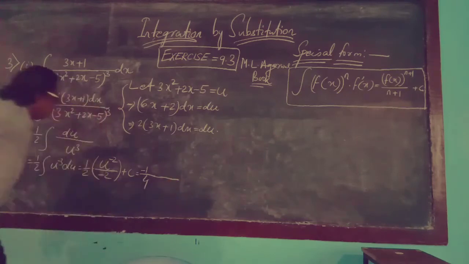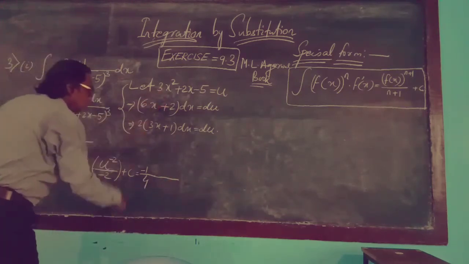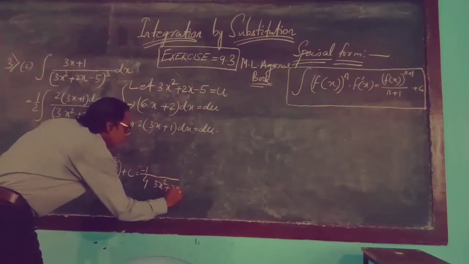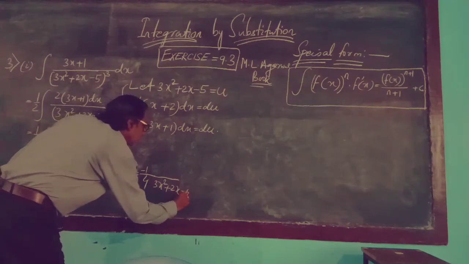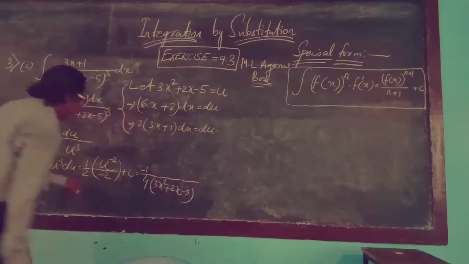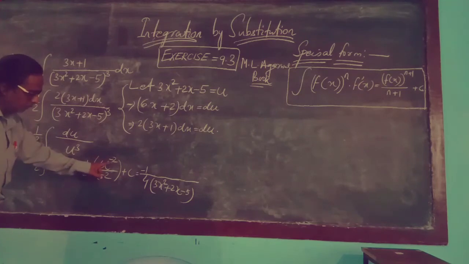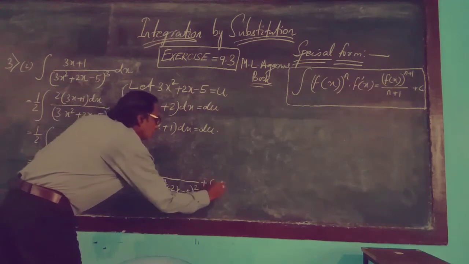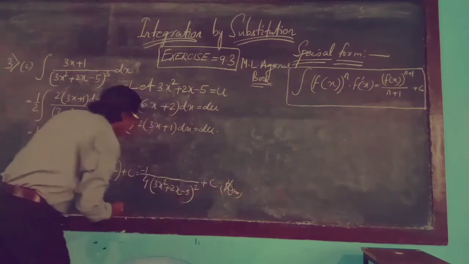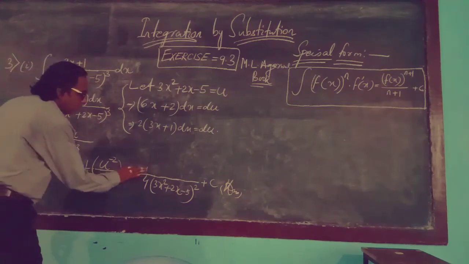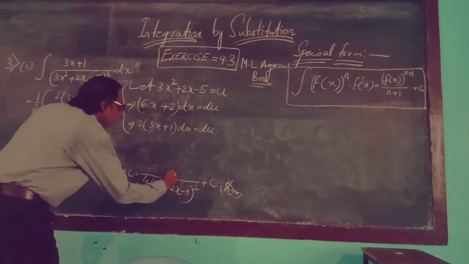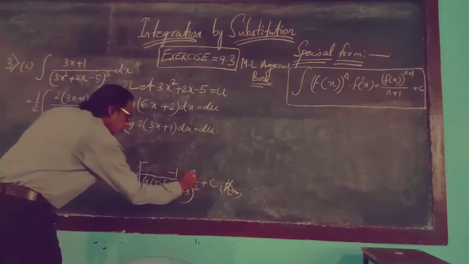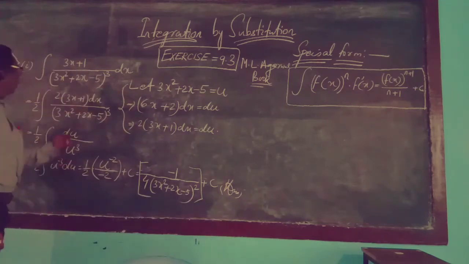It will be u square. What is u? This is 3x square plus 2x minus 5. Because u to the power minus k, taking it down, the power becomes positive, plus constant. This is the answer of number 3 first part, minus 1 by 4 times u square. This is the answer.